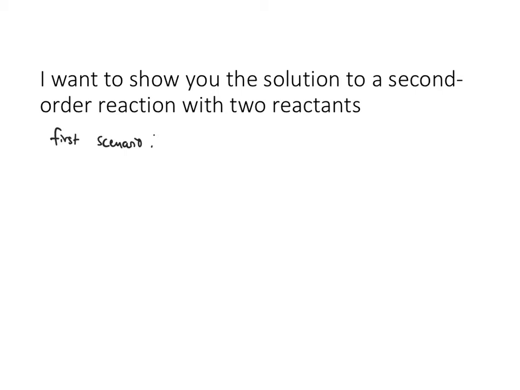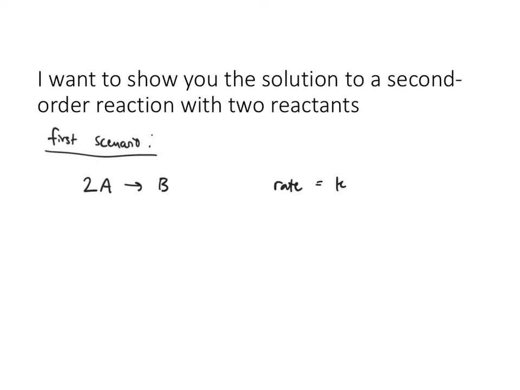First, I'd like to show you the solution to the rate laws for a couple of different types of second order reactions. And the first type is the situation where 2 moles of reactants form some products. In this case, if this is the slow step of a reaction mechanism, then the rate law is going to be the rate constant times the concentration of A squared, like so.